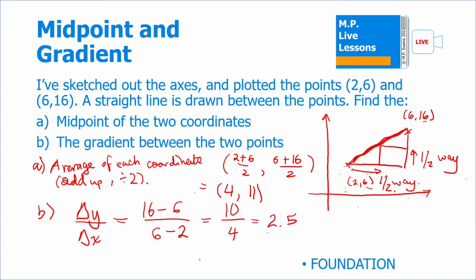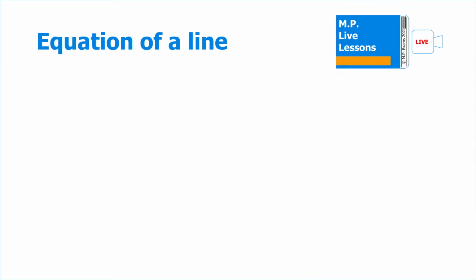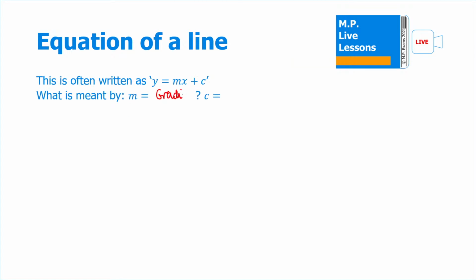And this links in to the equation of the line. This is written as y equals mx plus c. So the m is the gradient, and c is the y-intercept, where it crosses the y-axis. And that point's coordinate, in fact, is 0, c. So that's when x is equal to 0.